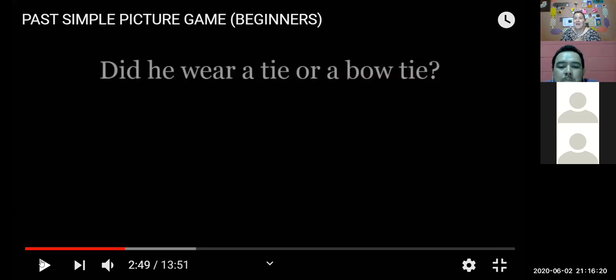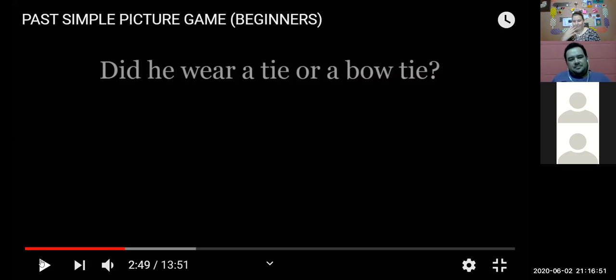Did he wear a tie or a bow tie? Do you know the difference between a tie and a bow tie? ¿Saben la diferencia? Bow tie is corbatín. Bow in English, in Spanish, I'm sorry, is chonga. So, corbatín de chonga. So, that's a bow tie. And a tie is a long one. So, bow tie or tie?